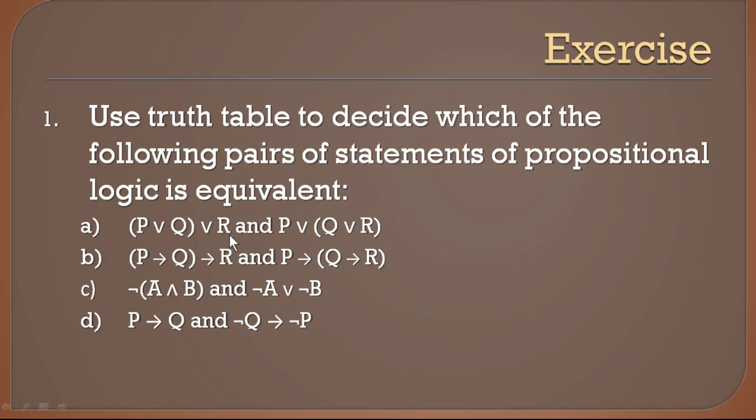In the first and second, you have 3 variables, so you should have 8 combinations. In the third and fourth you can see only 2 variables, so you will have 2 to the power n, that is 2 to the power 2, which is 4 combinations in the truth table. Try to solve this and check. One question will come from this: you are going to solve some expression and check whether the left hand side is equal to the right hand side using a truth table.